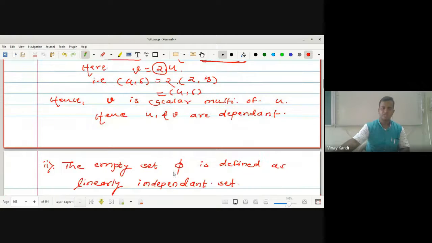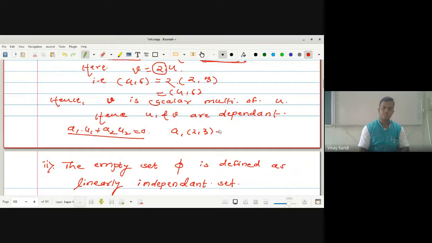If you look by the definition, our definition says a1 u1 plus a2 u2 is equal to 0. If one of the coefficients, that is one of the scalars, is non-zero, then u1 and u2 are linearly dependent. So here, what is u1?